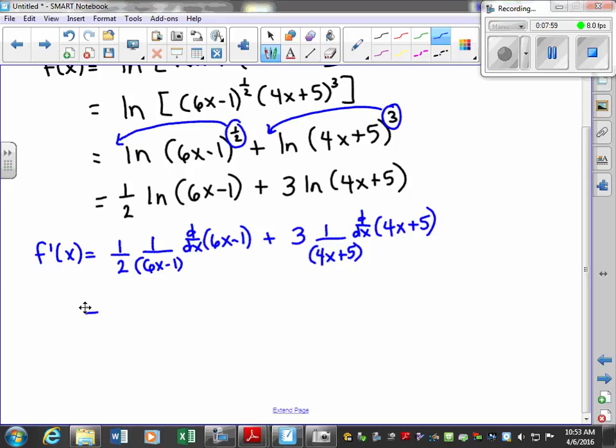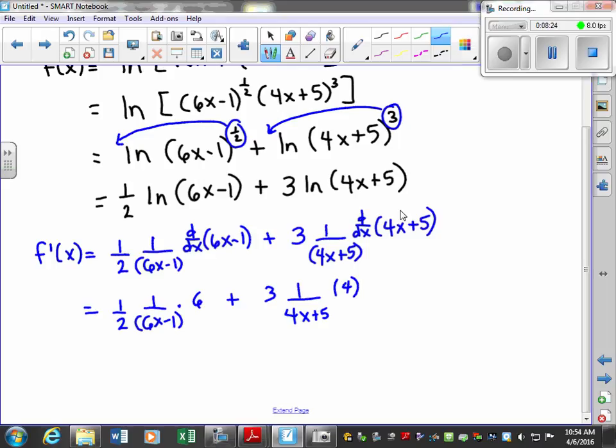Okay, so I'll bring down my 1/2. I'm going to bring down 1 over 6x minus 1. What is the derivative of this term? Just a 6. Good. Now on this side, let's bring down what we have and evaluate the derivative here, which would give us a 4.